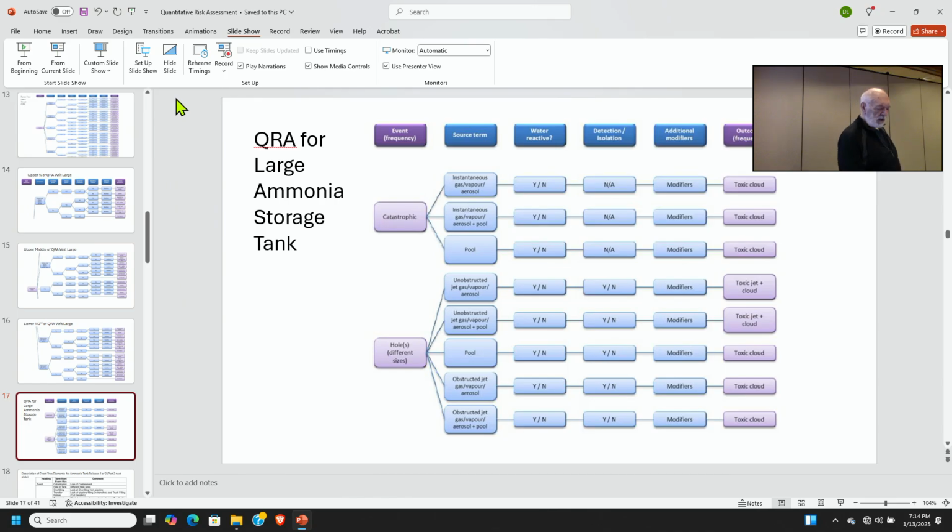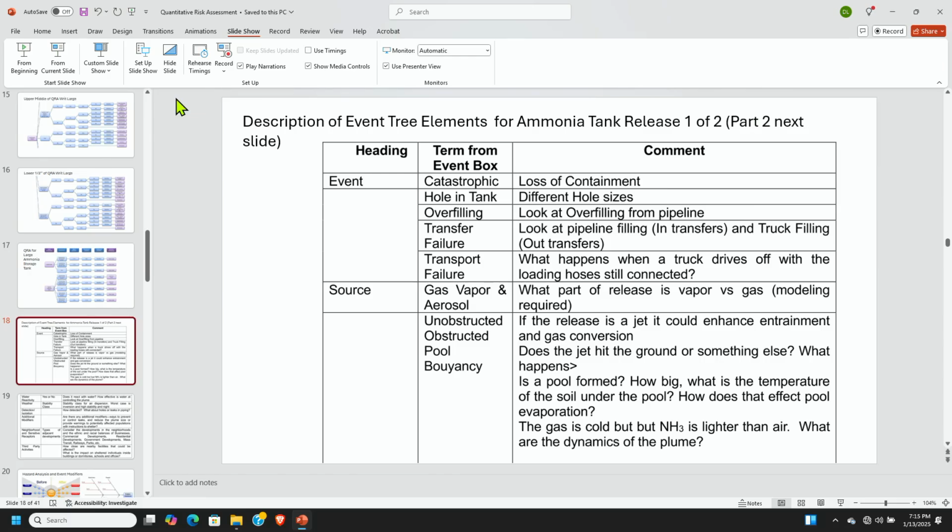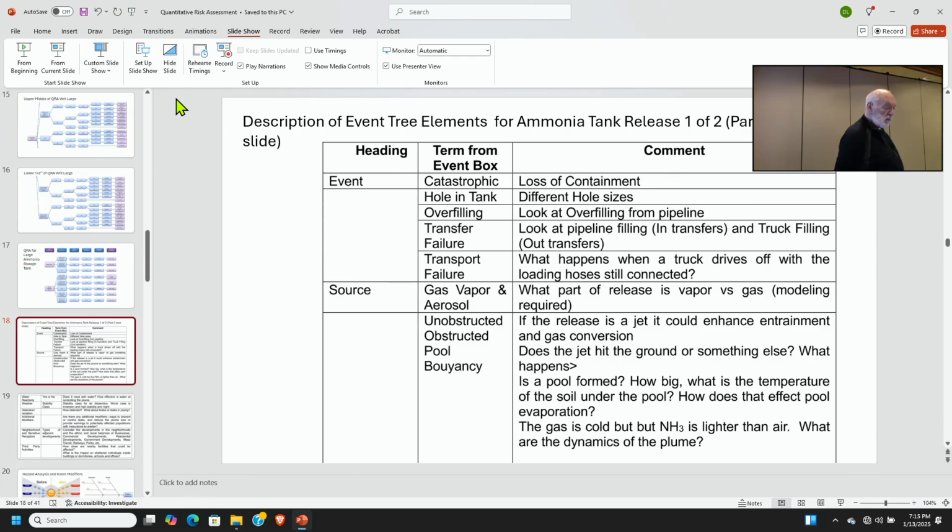It's a very hazardous sort of situation. Now, talking about that fault tree you just saw, here's a description. It's easier to read. So you have a catastrophic loss of containment. Several types of possibilities: hole in the tank, overfilling, transfer failure, transport failure. Source, gas and vapor, aerosols.